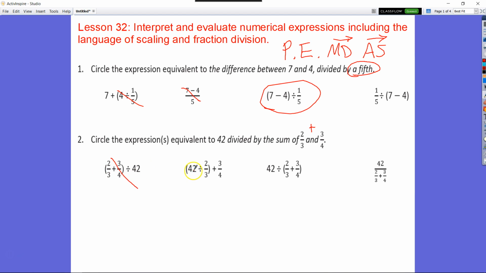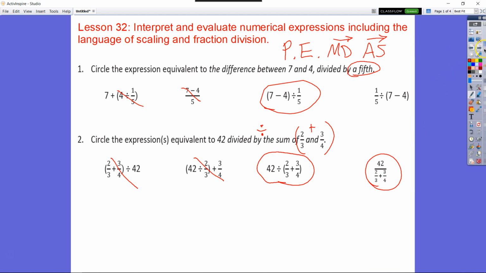This is saying 42 divided by 2/3 plus 3/4. So that's not correct. We're looking for 42 divided by the sum of these two numbers. We know we have to do these two numbers first. This would be correct, as well as this, because this is saying 42 divided by the sum of 2/3 and 3/4. So both of these expressions would check out. All right, let's take a look at number 3 here.